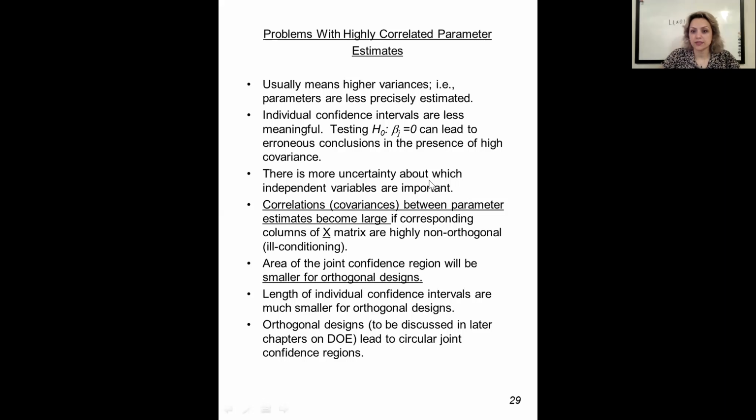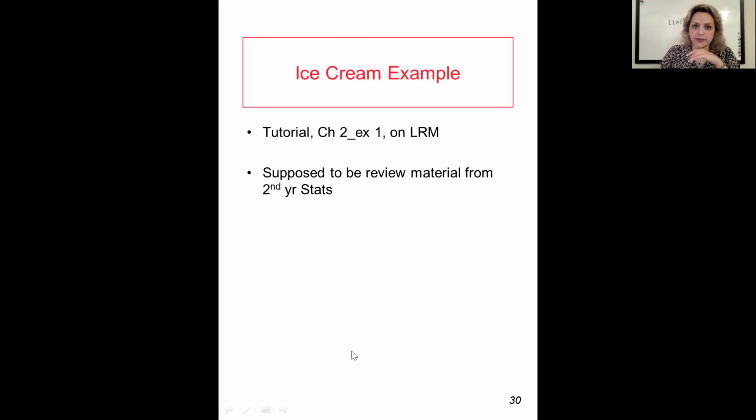Orthogonal designs will be discussed later. When we talk about the design of experiments, in those chapters we're going to talk about this type of design, but it leads to a circular joint confidence region. We will talk about it later.